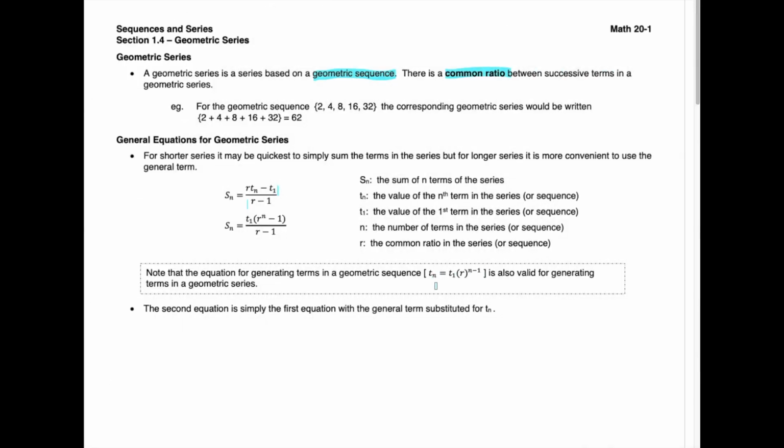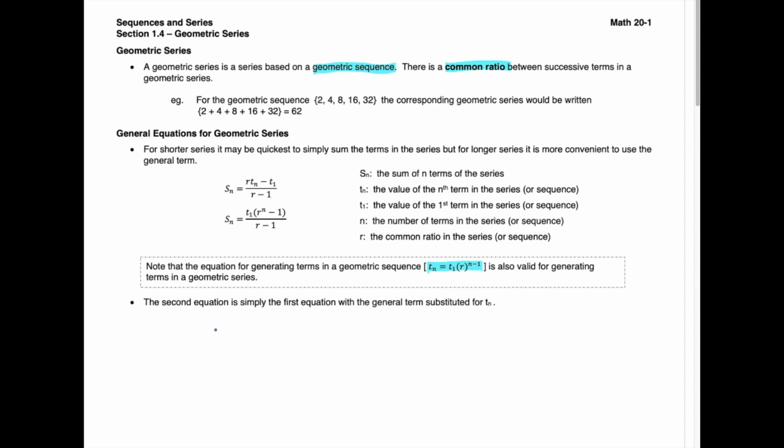Don't forget as well that the general term for a geometric sequence is also going to be valid when looking at series, and that can often be helpful for finding the number of terms or say the last term. Now the second equation is really just the first equation, just with that general term put in for there.